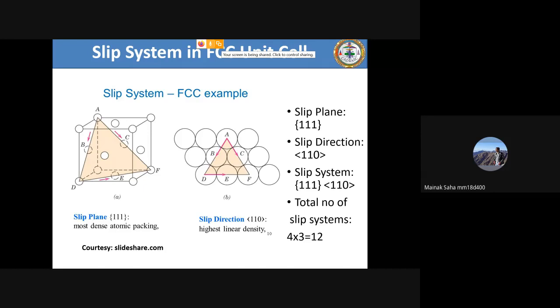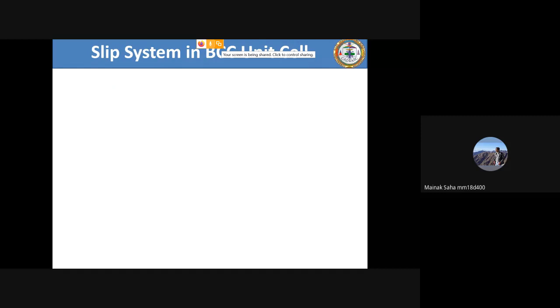I think if you are clear, then can we proceed towards BCC? Can you do the same thing for BCC now? Draw the close pack plane and close pack direction for BCC. I don't have much time, maybe I can give you 6 to 7 minutes for this. Just do that and I can quickly show you the answer then.